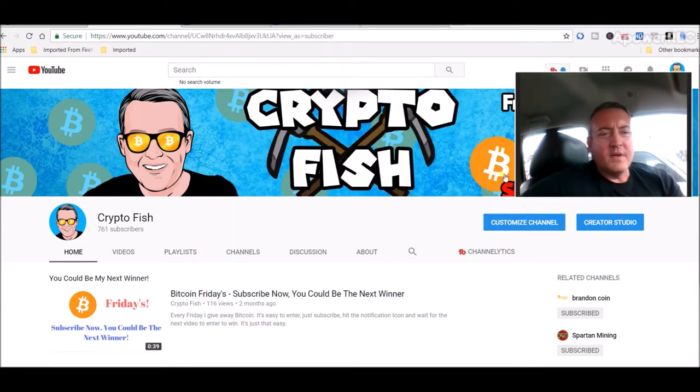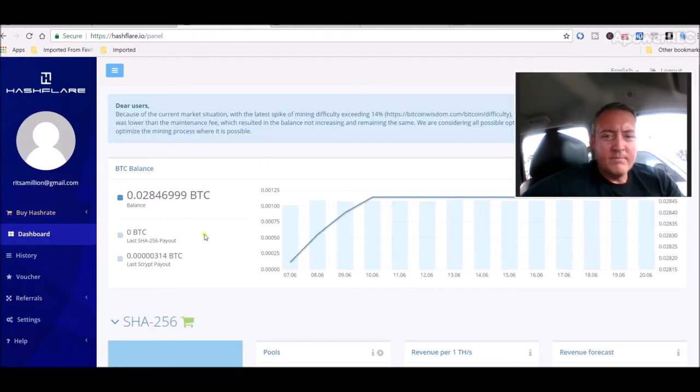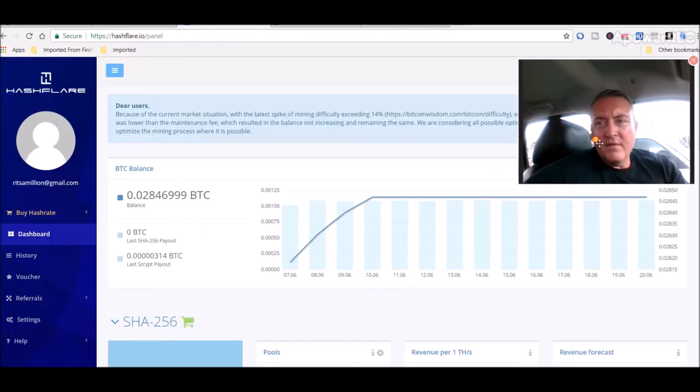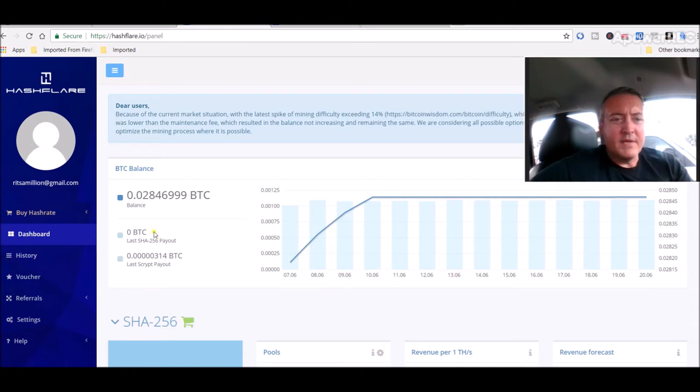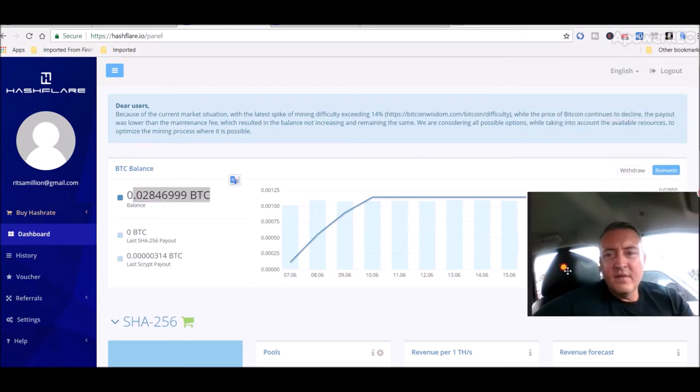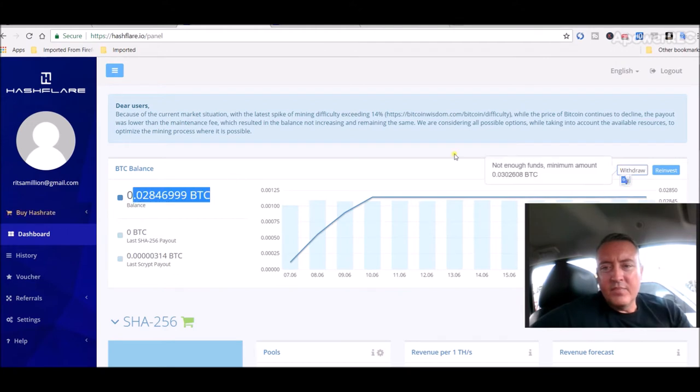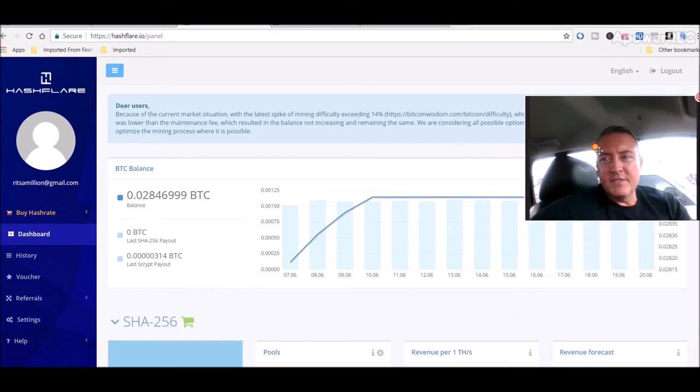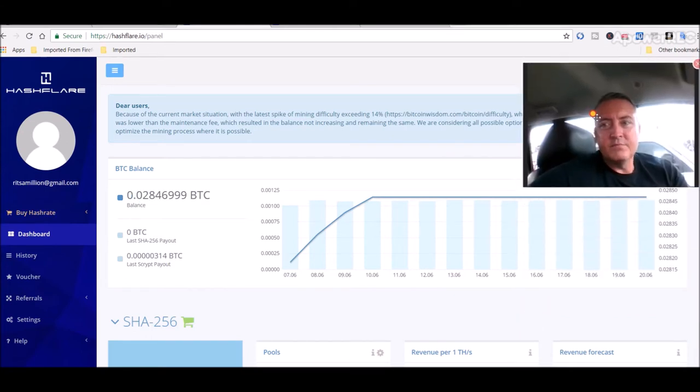All right, so first we're going to just hop into my account. I'll show you what I got. As of right now, as you can see, I'm at 0.02846999 BTC sitting in there. And I need 0.0302608 BTC to be able to withdraw. That recently just went up a tad.